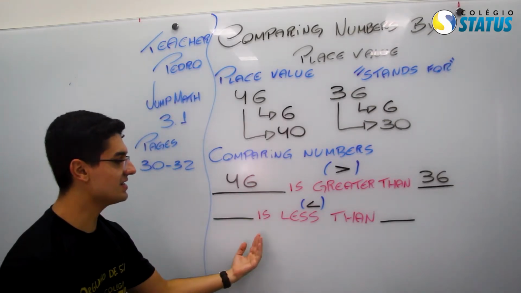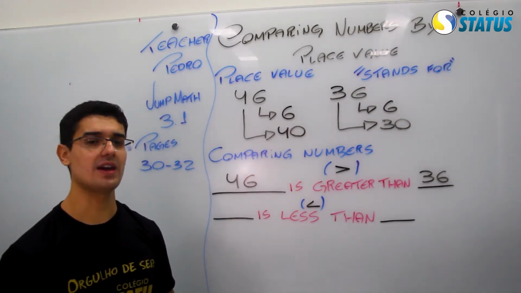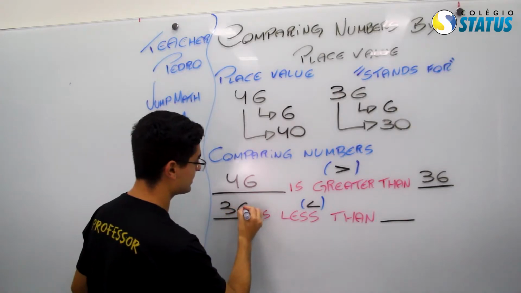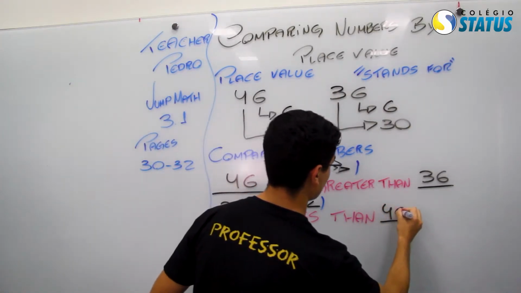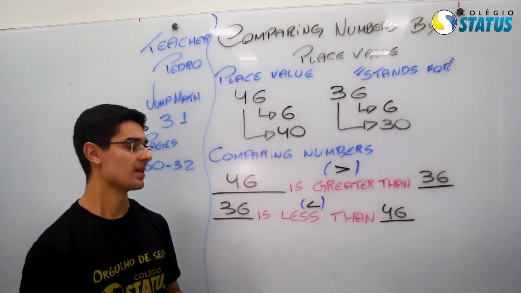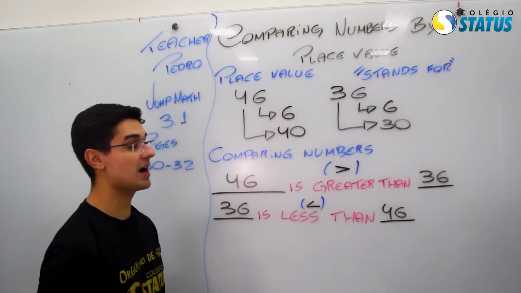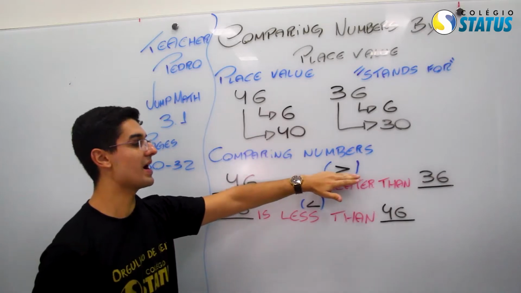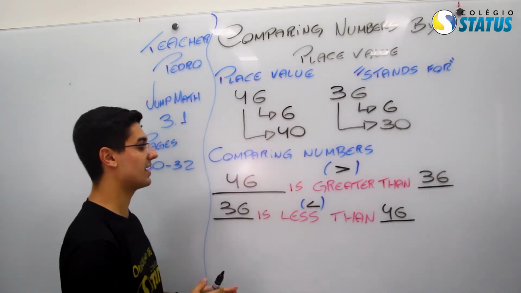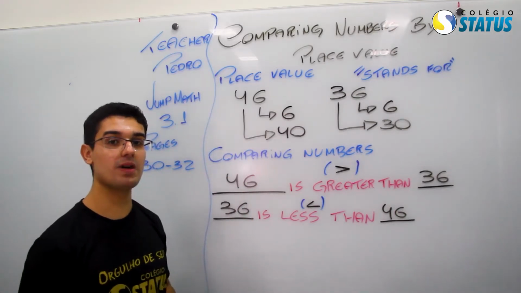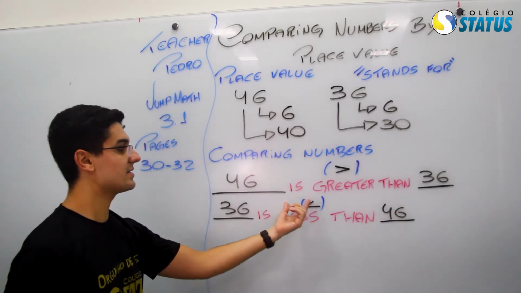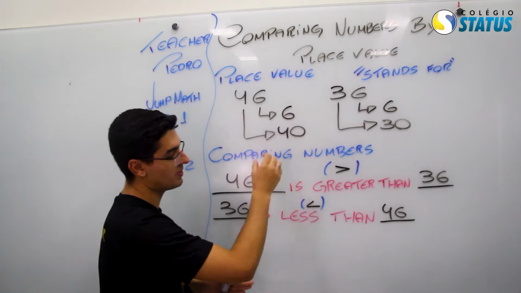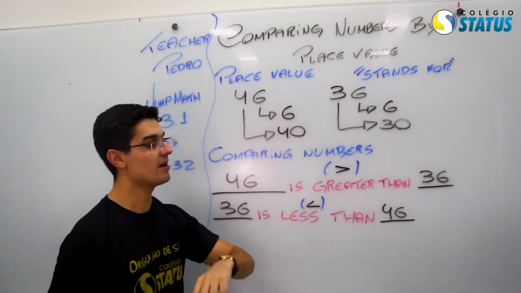E aqui embaixo, teacher, is less than significa menor que, is less than. In this case, we have 36 is less than 46. Is less than é menor que. Agora, nós podemos ainda utilizar o sinal. E o que a gente precisa prestar atenção? Quando nós utilizarmos esses sinais, esse sinal é um sinal de maior. Então o número maior sempre vai começar aqui. A gente sempre tem que olhar the first number, o primeiro número. E nesse caso, o sinal de menor também. A gente olha o primeiro número. Se ele é o menor, a gente usa o sinal de menor. Se ele é o maior, a gente usa o sinal de maior.